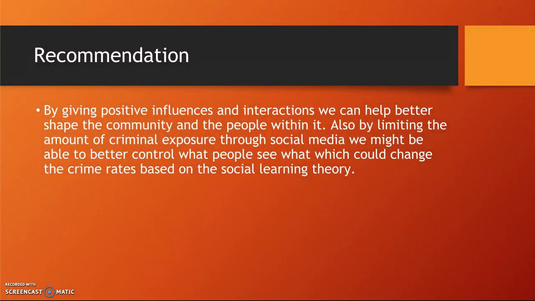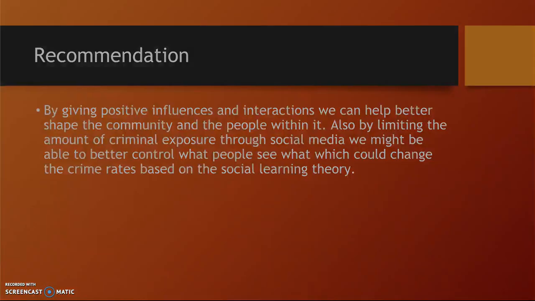My recommendation would be that by giving positive influences and interactions, we can help shape the community better and the people within it. I think by expanding our horizons and letting people interact with one another, giving them good, positive models would be the easiest way to allow people to better understand and create new people in the workforce and other things. So that way, in totality, we all become better people. And I think by limiting the amount of crime exposure through social media, that would be another way to control what people see, which would change the crime rates based on the social learning theory.